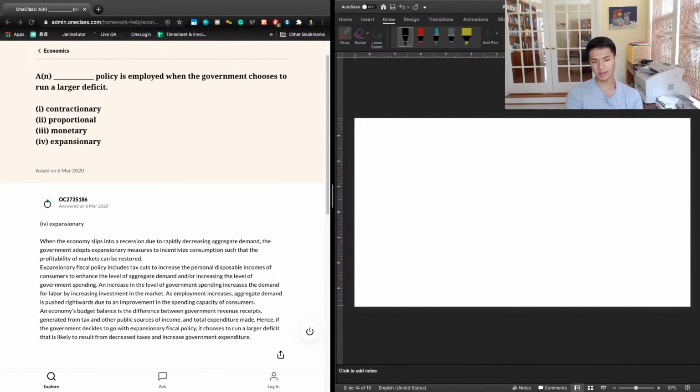An economy's budget balance is the difference between government tax revenue receipts generated from tax and other public sources of income and total expenditure made. Hence, if the government decides to go with expansionary policy, it chooses to run a large deficit that is likely to result from decreased taxes and increased expenditure. So that's good.